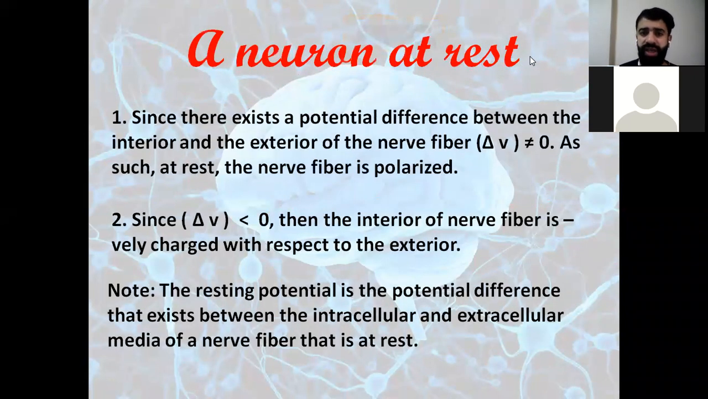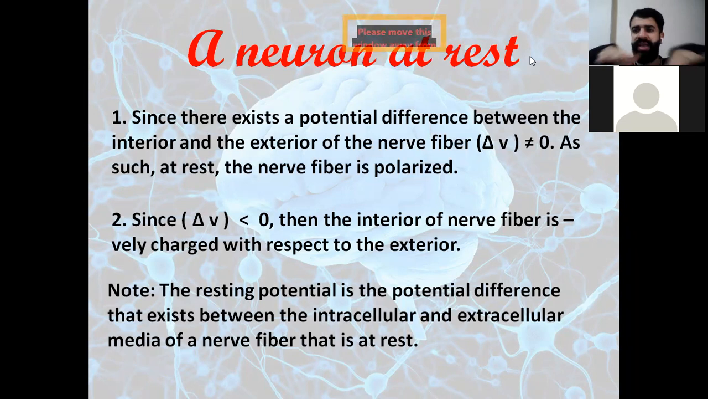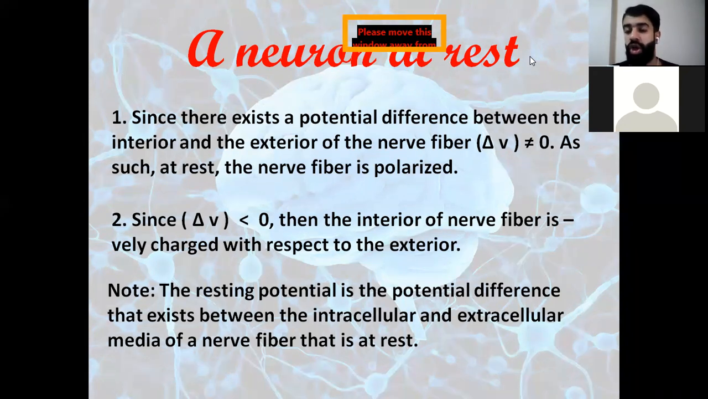The first deduction: a neuron at rest. The meaning of a neuron at rest is that it is not active, it's not acting, it's at rest. Since a potential difference exists between the interior and the exterior, as shown in the experiment of the nerve fiber, where delta V is not equal to zero, it's minus 70. So here they deduce that the nerve fiber at rest is polarized.